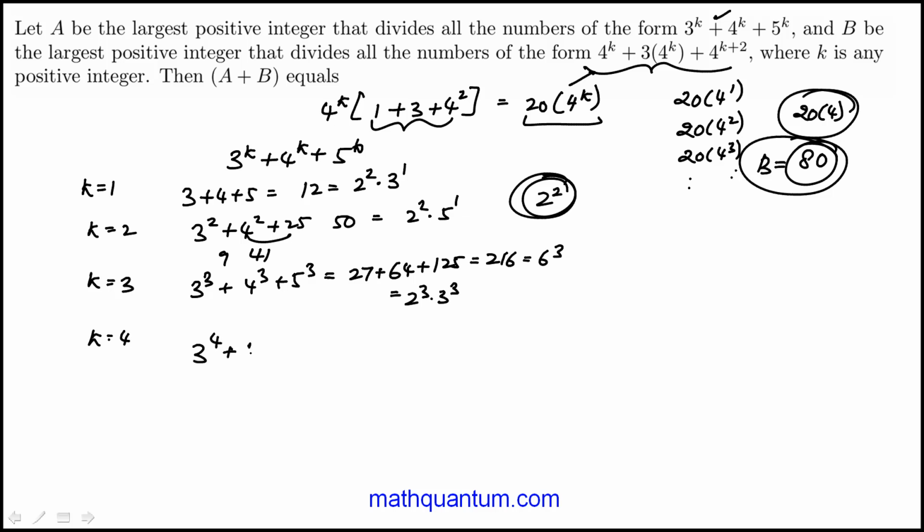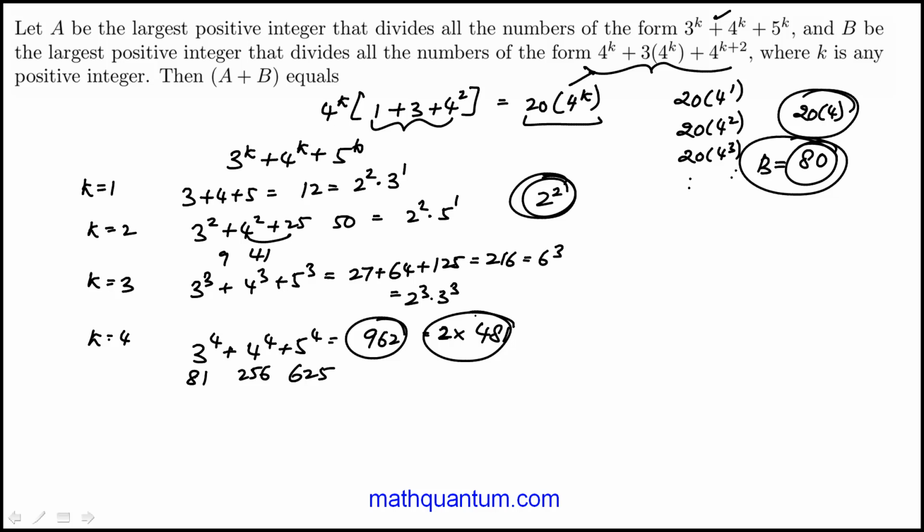Now k equal to 4, and I think this is the time-consuming part. If we do that one, this is 625, 256, and 81. So 625 plus 256 plus 81, so 962. Now I know this is divisible by 2, so that becomes 2 times 481. So I know that the largest is 2 because that part is odd.